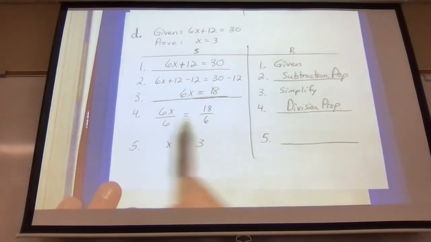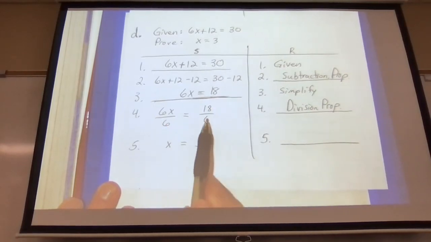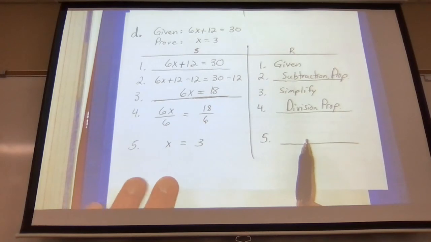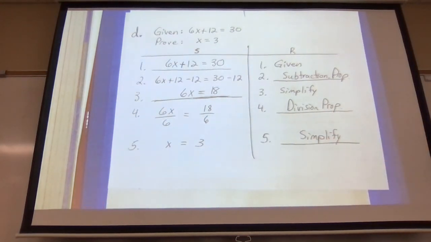And then our last step, we're going to actually do the division. 6 divided by 6 is 1, leaving 1x. 18 divided by 6 is 3. Anybody remember what we call this step? Walker? Simplify. All you did was simplify those. There is your proof. Is anybody able to get all 5 all by themselves?